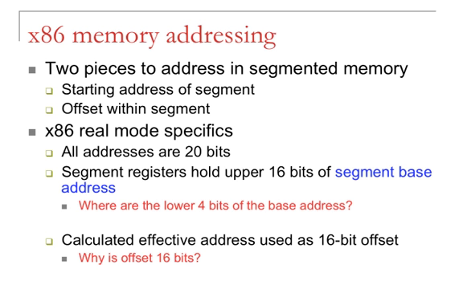So there's something that seems disconnected. We have two 16-bit values, and on this side we want a 20-bit physical address. It has to be some kind of translation. And indeed, there is a translation. Segment registers hold the upper 16 bits of the segment base address. Where are the lower 4 bits of the base? We're going to use the second piece here as the 16-bit offset.